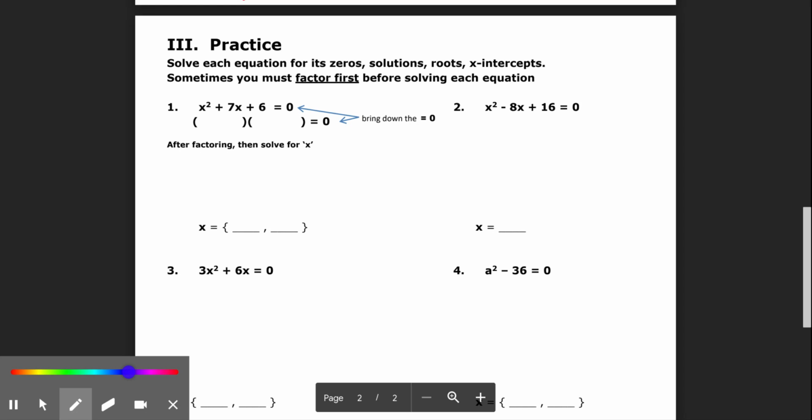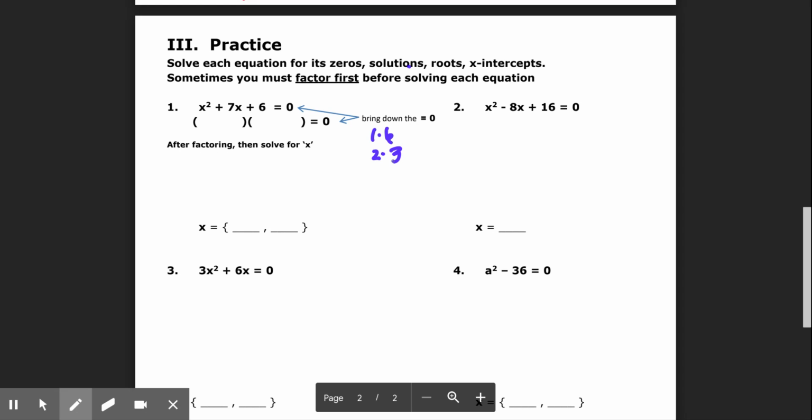Solve each equation for its zeros, solutions, roots, x-intercepts. All that means the same thing. Sometimes you must factor first before solving each equation. So remember, we need factors of 6 that add up to 7. So we've got 1 times 6 and 2 times 3.